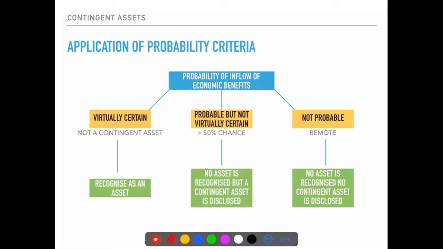Lastly, probable but not certain. The chances of winning the lawsuit is greater than 50%, it's 80%. But it's not certain, there's still a 20% chance of losing the case. As such, it wouldn't be recorded in ABC's accounts until the lawsuit is settled. However, ABC could prepare a disclosure stating that it has filed the lawsuit, but the outcome is uncertain. I hope you now understand the basic concepts of contingent assets.